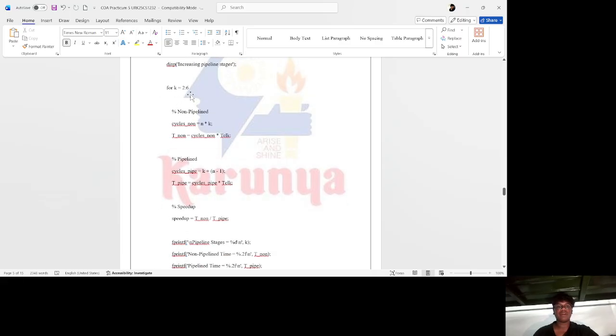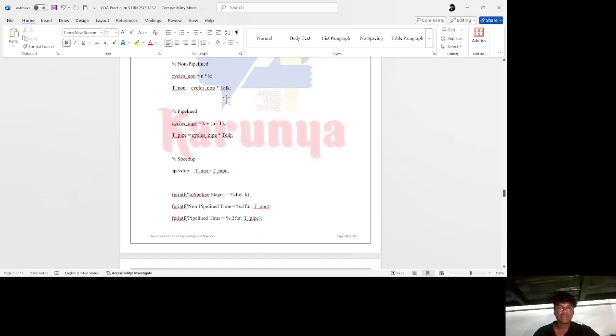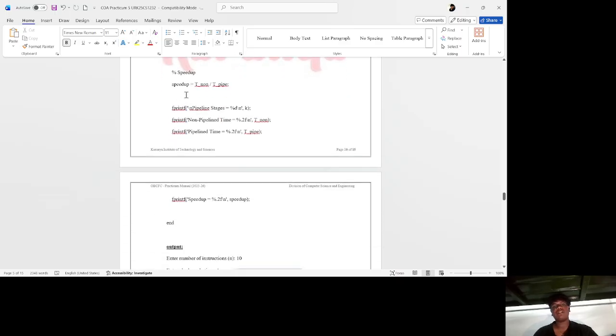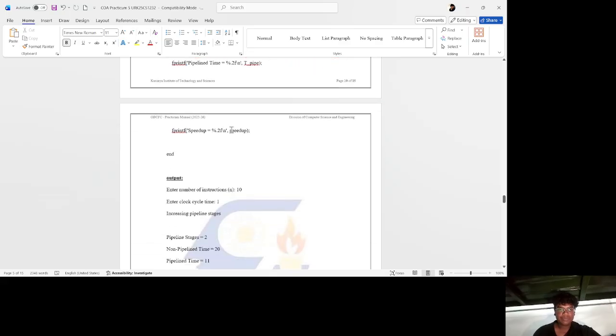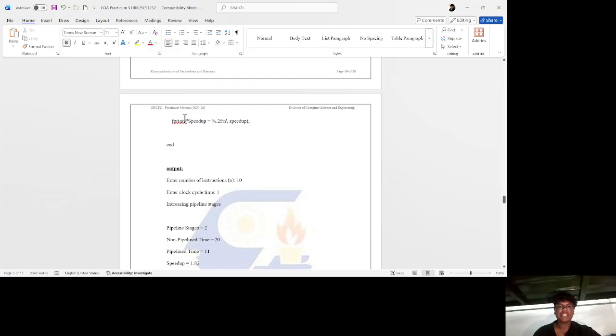For k equal to 2:6, the non-pipeline is cycle non equal to n into k, and t non equal to cycle non into t clock. The pipeline is cycle pipe equal to k plus n minus 1, and t pipe is equal to cycle pipe into t clock. The speed up is calculated as speed up equal to t non divided by t pipe. Printing the four statements: the pipeline stage in a new line, non-pipeline time in a new line, pipeline time in a new line from the given inputs, and the speed up is calculated here.